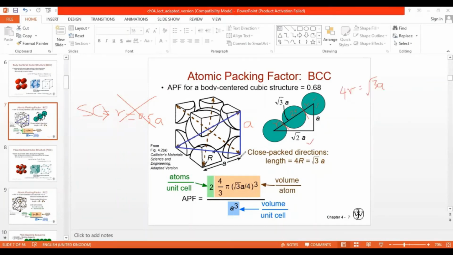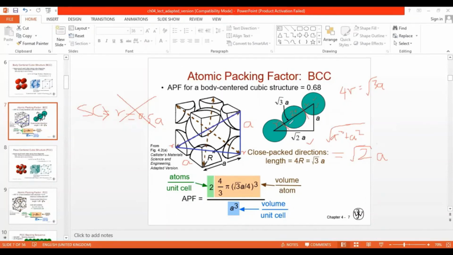Similarly here, the center of this atom to the touching point of this atom, that is r. In the diagram, I told you this is a, and this is also a, right? So I can find this length from here to here, that is under root of a square plus a square, which is equal to root 2a. So this length is root 2a, and I already know this length is a.